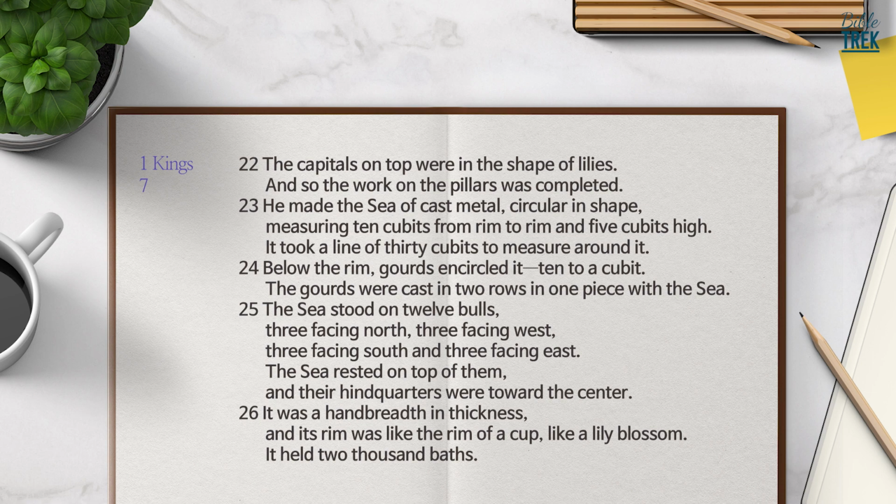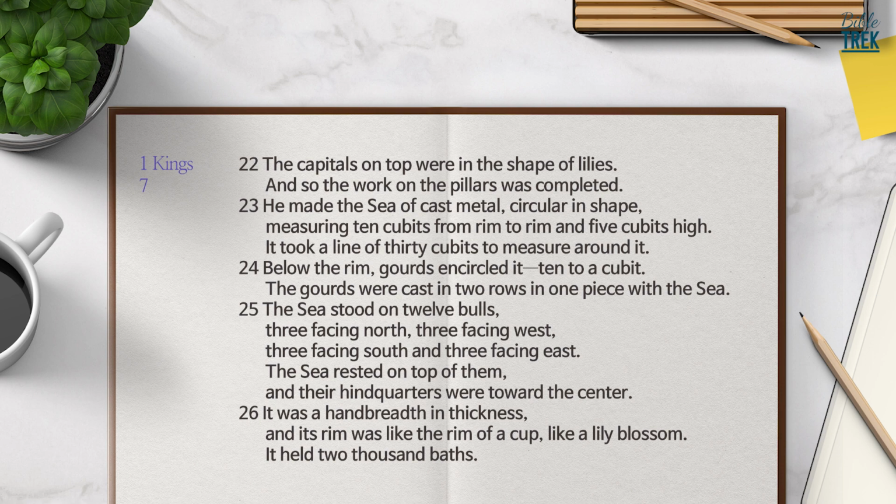Below the rim, gourds encircled it, 10 to a cubit. The gourds were cast in 2 rows in one piece with the sea. The sea stood on 12 bowls, 3 facing north, 3 facing west, 3 facing south, and 3 facing east. The sea rested on top of them, and their hindquarters were toward the center. It was a handbreadth in thickness, and its rim was like the rim of a cup, like a lily blossom.